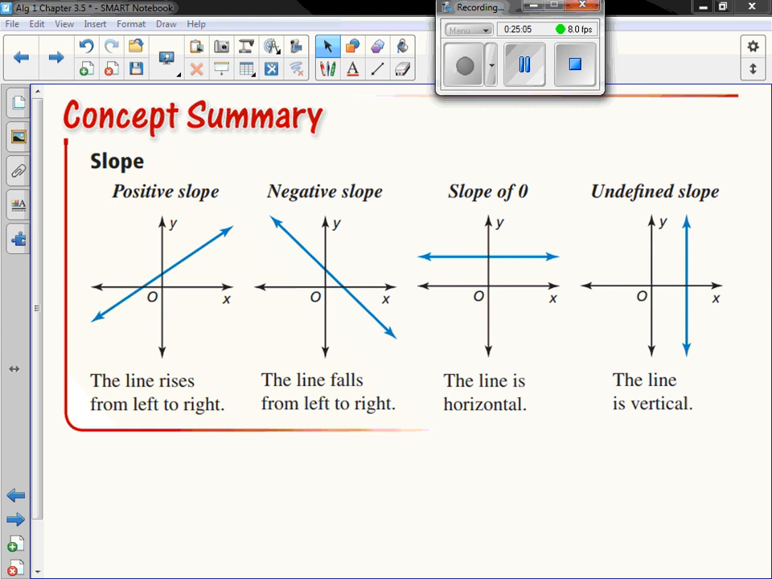So really what we ended up looking at today was positive slope is going to rise to the right, negative slope is going to fall to the right. Zero slope does not go up and down, it's our horizontal line. And a vertical line, as we saw in that last one, has an undefined slope. The change in x is 0.